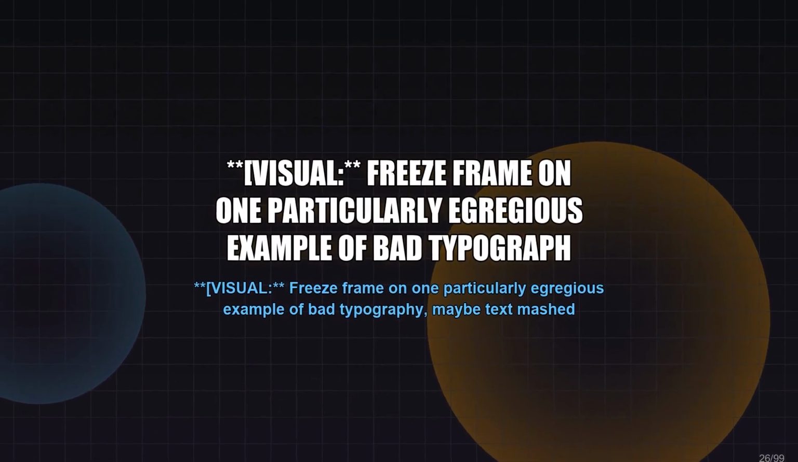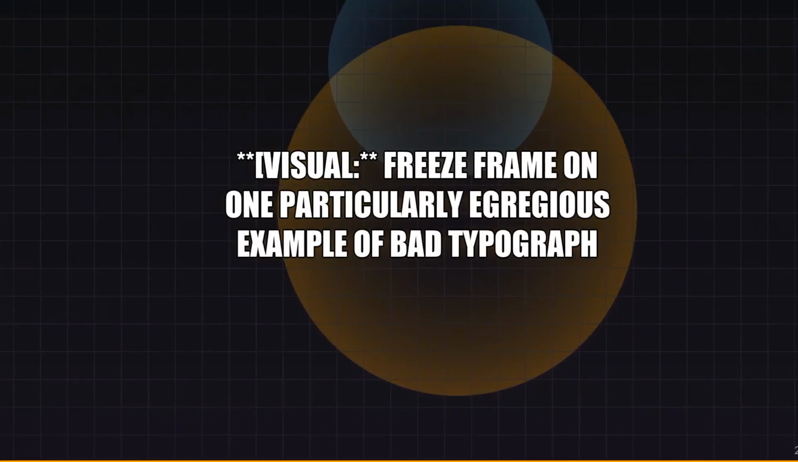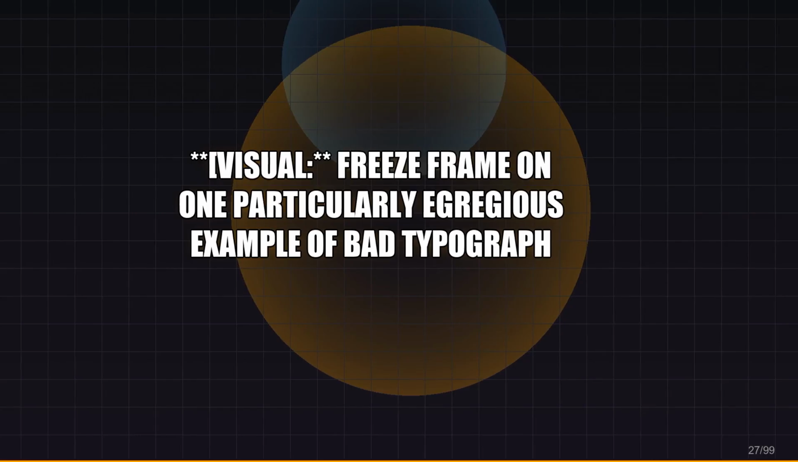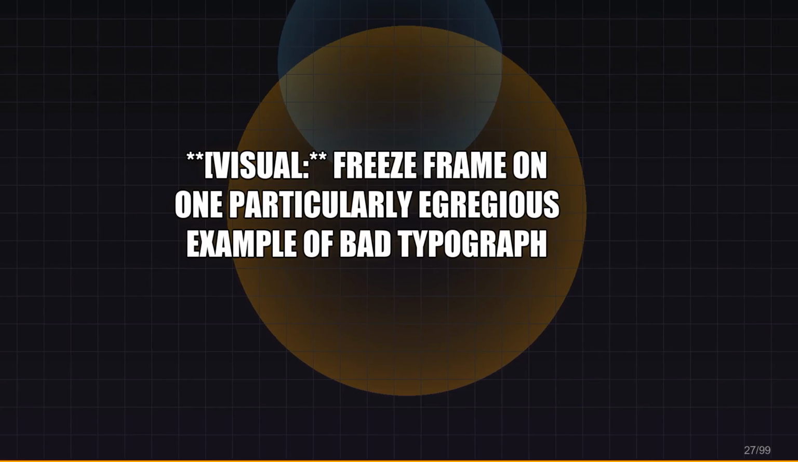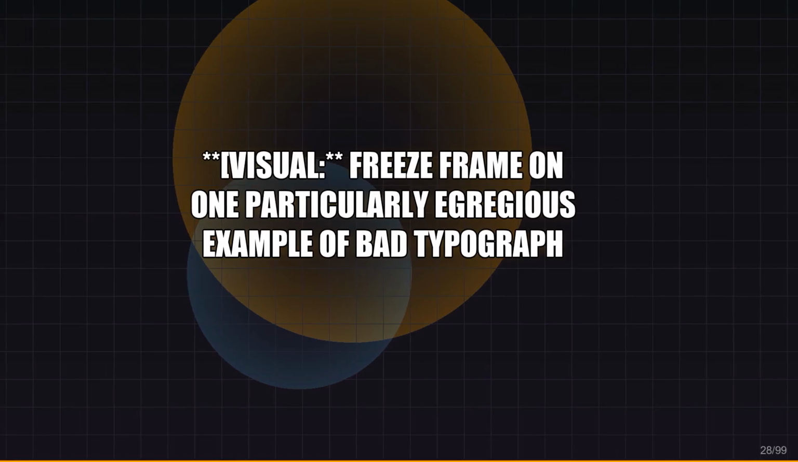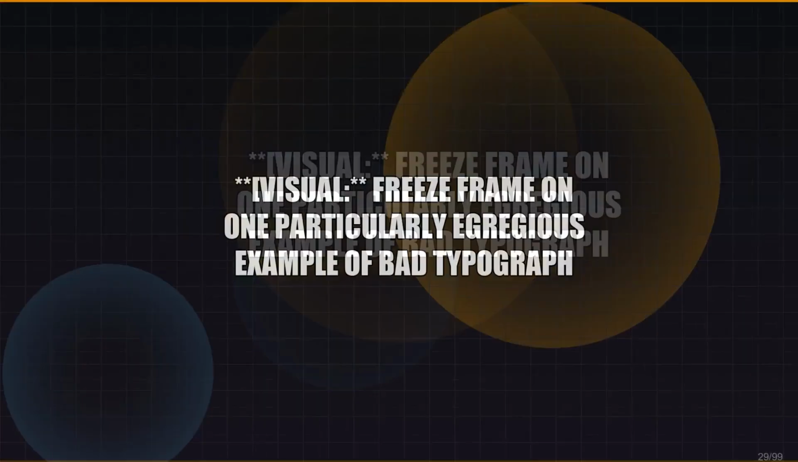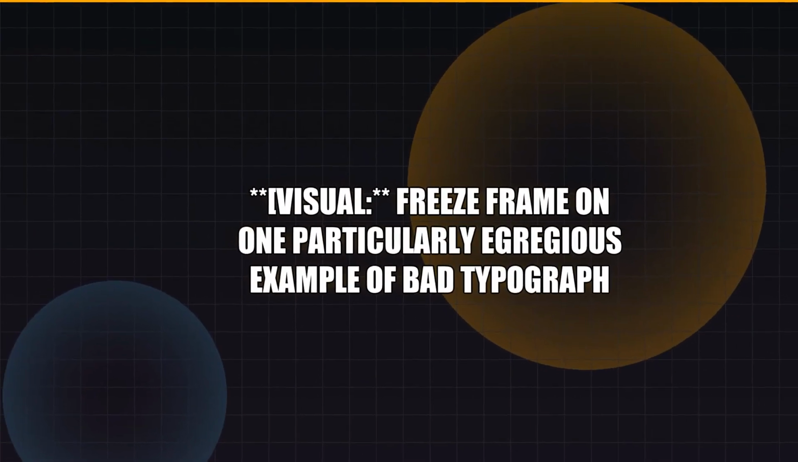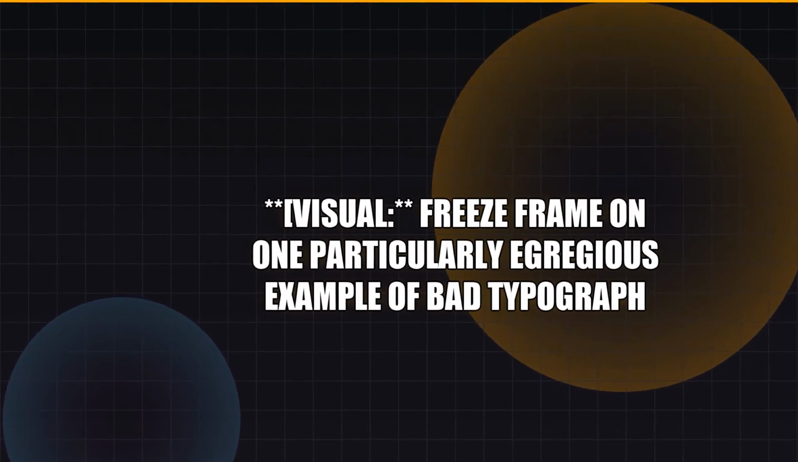Visual: examples of terrible font pairings, Comic Sans with Times New Roman, Papyrus with Impact, two very similar sans serif fonts next to each other. Add text overlay, font pairing fails. The key is to create contrast and harmony. You want fonts that complement each other without being too similar or clashing horribly. A safe bet is to pair a serif font with a sans serif font.